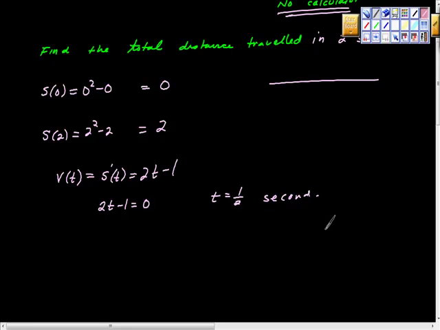his velocity changes. So now we know this point here, we know this point here. We need to know where he is when he changes direction. So we're going to take s of 1/2. And s of 1/2 is 1/2 squared minus 1/2, right? I'm just using the position, which is 1/4 minus 2/4, which is equal to negative 1/4.